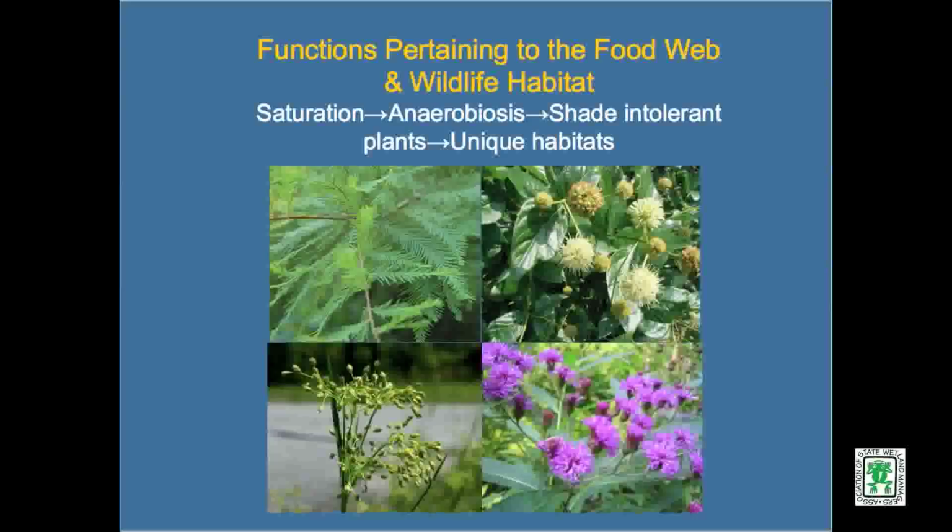So what role do hydric soils play in functions pertaining to the food web and wildlife habitat? This is your third take-home message. By retaining large quantities of water near the surface, you're developing anaerobiosis in the root zone. This is going to give a competitive advantage to shade-intolerant plants so that unique habitats will form in wetlands and are unlikely to form in uplands.